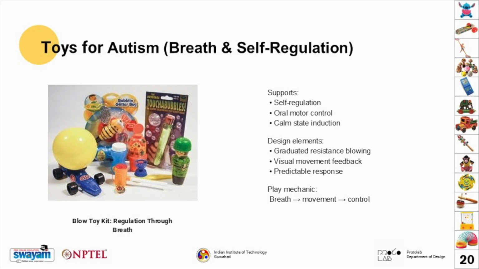Breathing is one of the most powerful regulation tools for autistic children, but verbal instruction like "take a deep breath" rarely works. This blow toy kit converts breathing into visible action. The child blows and the object moves. The result is immediate and predictable. Because the goal is external, the child practices regulation without being told to regulate.